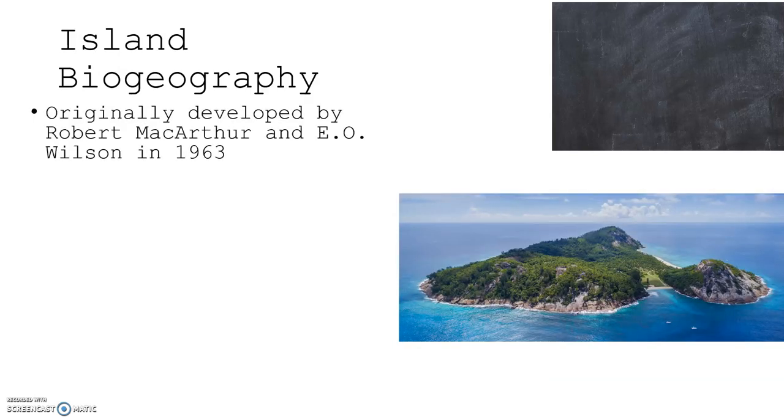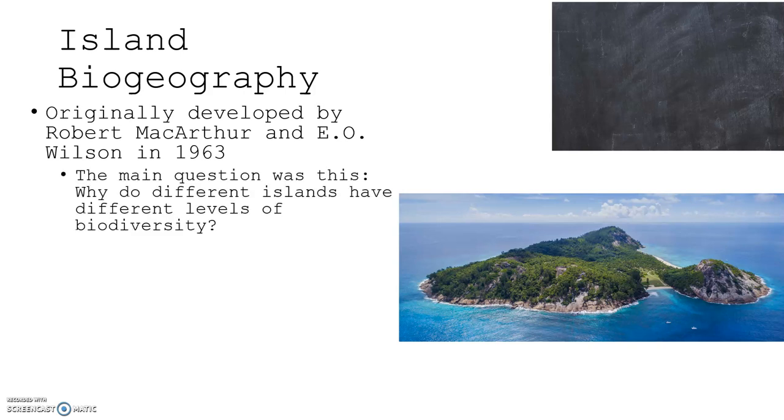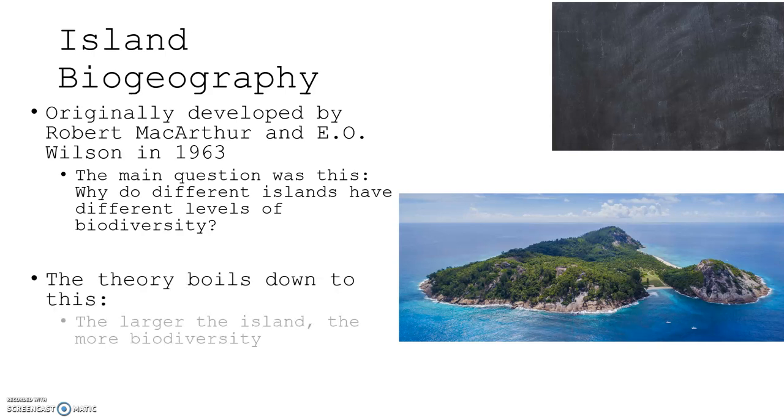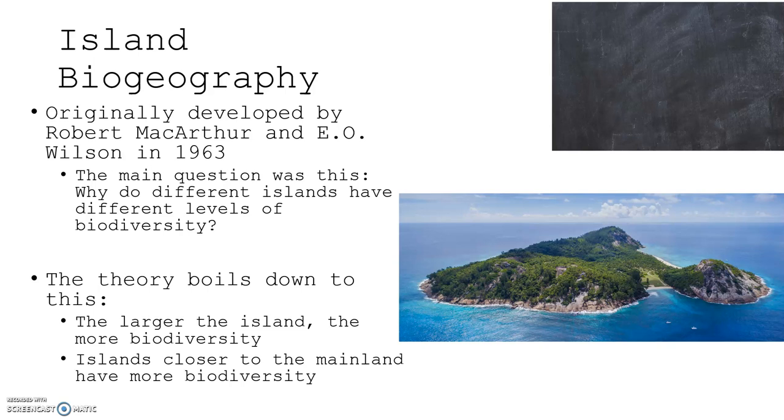So island biogeography was originally developed by Robert MacArthur and E.O. Wilson in 1963. And the main question was, why do different islands have different levels of biodiversity? The theory boils down to these two things. The larger the island, the more biodiversity, and islands closer to the mainland have more biodiversity.